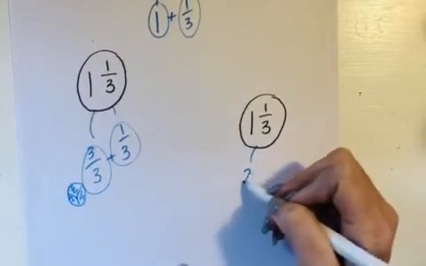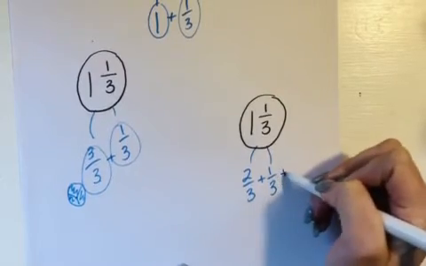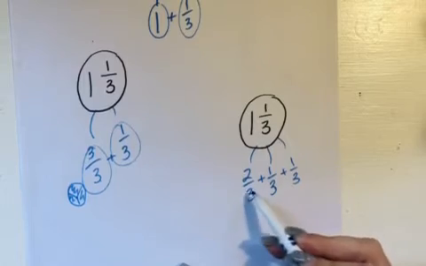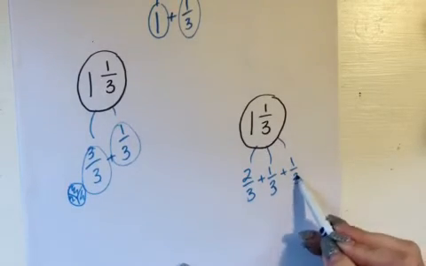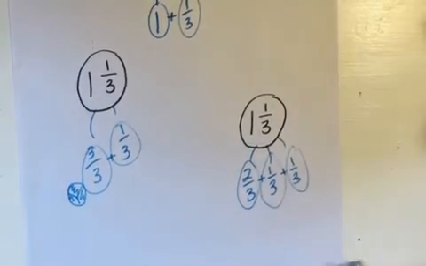You could also do 2/3 plus 1/3 plus 1/3. Together, this would give me a whole. 2/3 plus 1/3 would give me 3/3, and then I'd have one more third that I would need. So again, breaking it up in a different way.